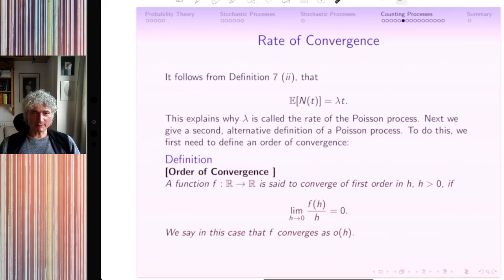Okay, but now let me give you the definition of the order of convergence. Maybe you know this actually from numerical analysis. I hope so, at least it should be. It's a very important definition there. So a function f, which is a mapping from R to R, is said to converge of first order in h positive if the limit for h going to 0 of f(h) divided by h is equal to 0. So we say in this case that f converges as little o of h.